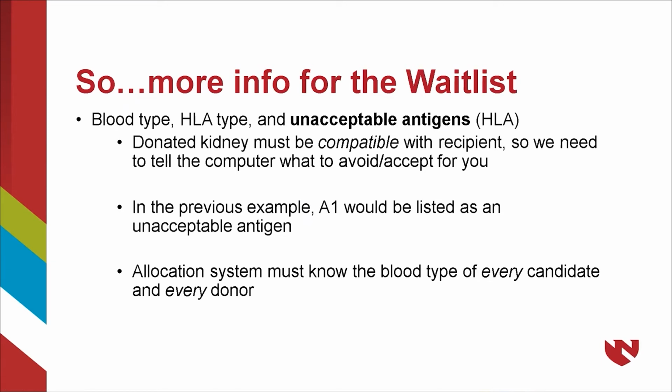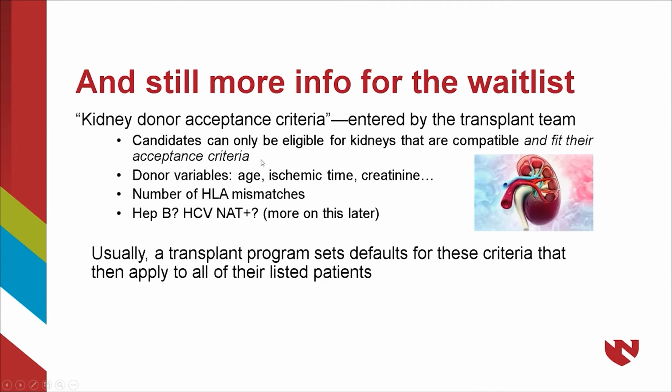The allocation system has to know these unacceptable antigens, and it also has to know the blood type of every candidate and every donor. Finally, as centers finish waitlisting an individual, there are items called kidney donor acceptance criteria that must be entered. Remember, candidates can only be eligible for kidneys that are compatible and fit these acceptance criteria.